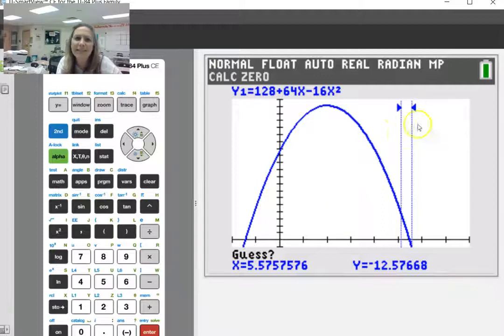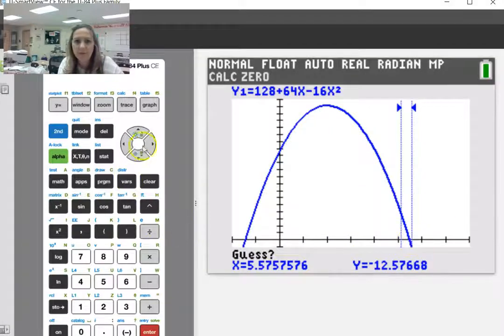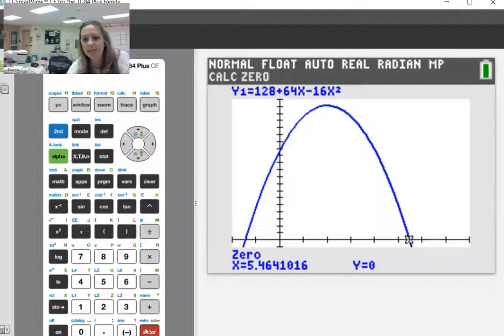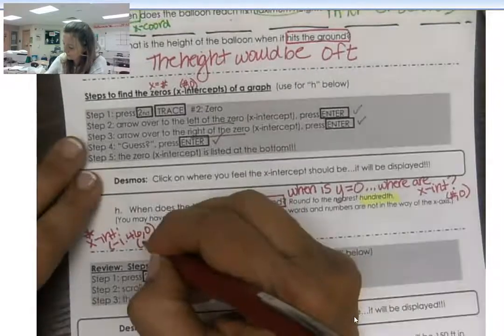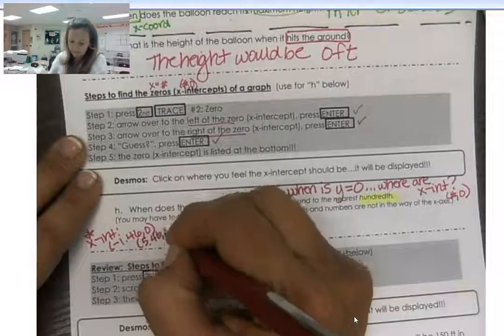And then the nice thing about the fancy CE calculators is you see that they make lines. And as long as that x-intercept is between those lines, you should be good. Anyway, so for guess, I'm going to move close to it. That looks pretty close. Press enter. And again, round to the nearest hundredth. That's going to be 5.46. So the other x-intercept is 5.46.